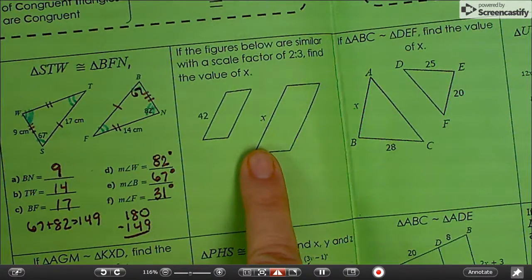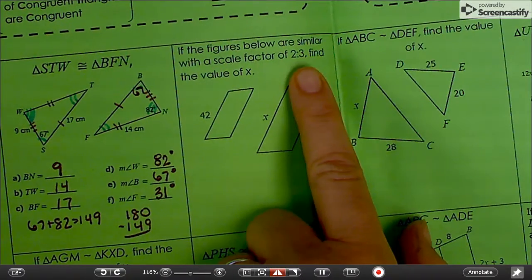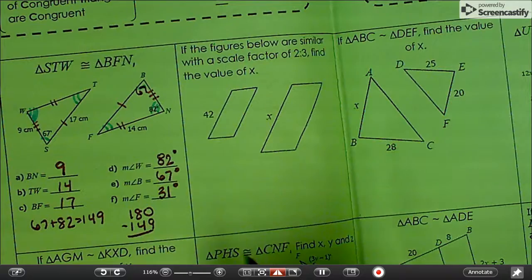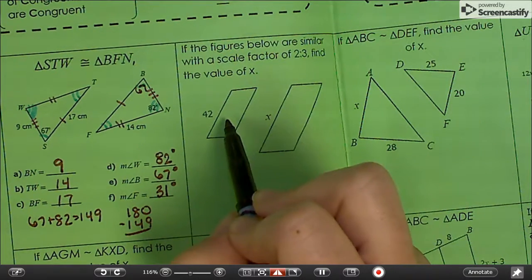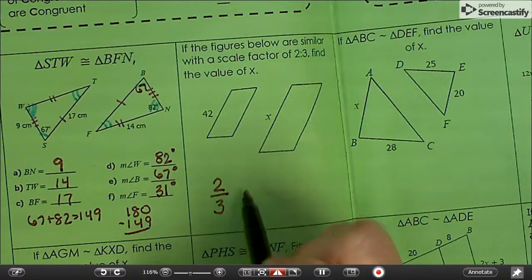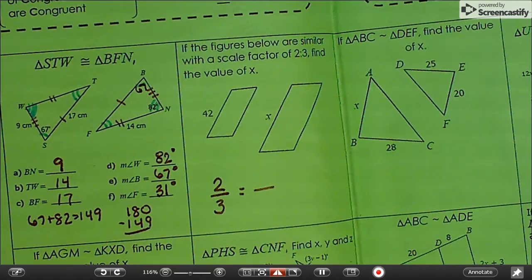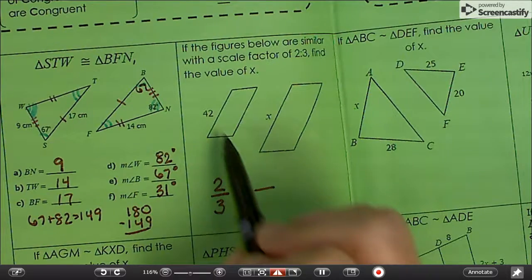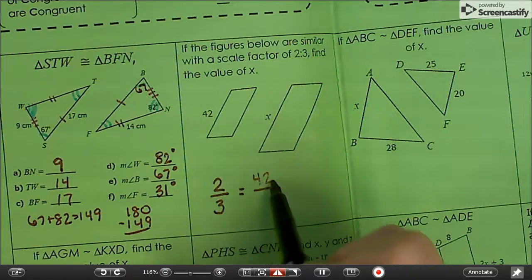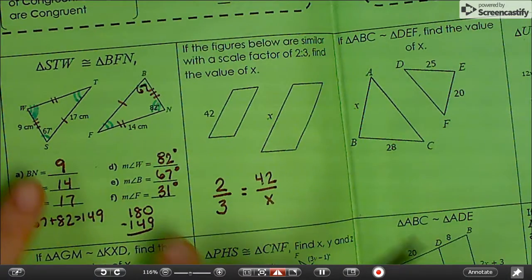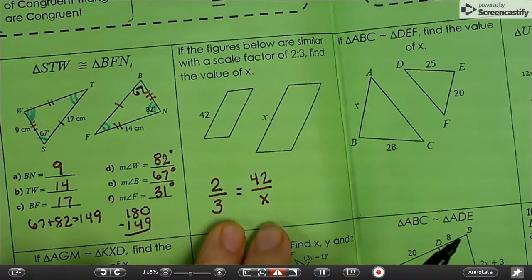This one says the figures are similar with a scale factor of 2 to 3, and we need to find the value of x. Well, this is obviously the smaller one, and this is the bigger one. So if our scale factor is 2 to 3, we need to set up a proportion. 2 over 3, small over big, equals small, 42, over big, x. Okay, do you see the difference? These are equal, these are proportional.